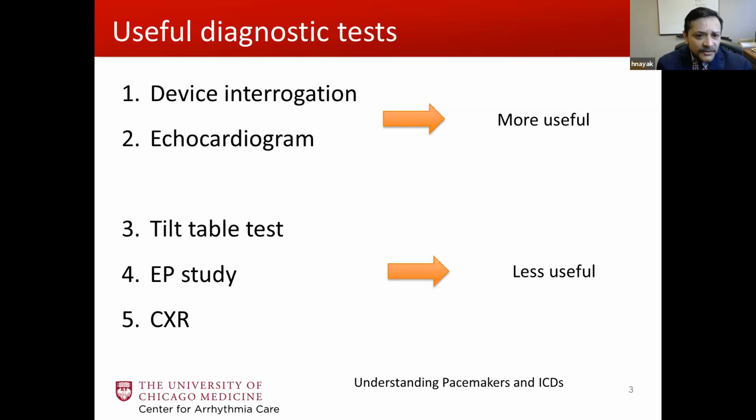Other tests that you can do, tilt table tests, probably not useful, but you can if you're really suspicious of neurocardiogenic syncope. Though remember, you can make a diagnosis of vasovagal syncope with history and physical exam. EP studies generally not useful. X-rays, we do this all the time, but it's unusual to find things on X-ray to really make a true diagnosis.